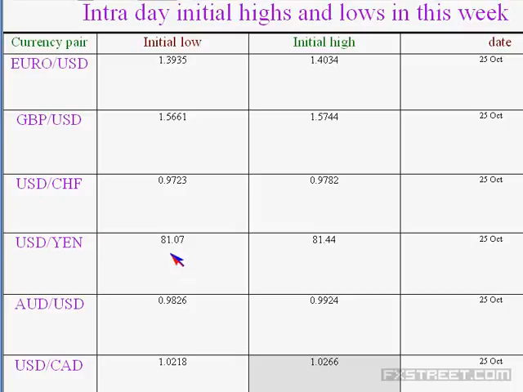Then USD Yen, 81.07 was the initial low, and they breached, formed 80.96 as the low. The high is intact, 81.44, and 59 pips negative net change is seen currently.